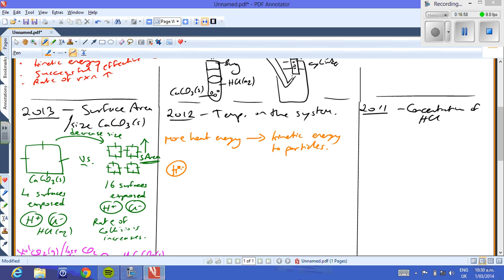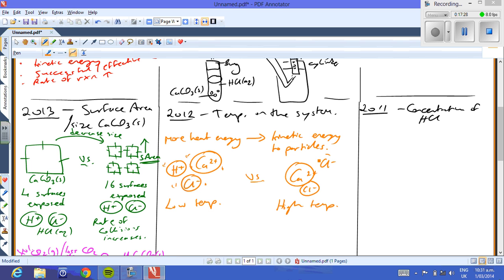So it's the equivalent of looking at hydrogen chloride trying to collide with calcium ions at a low temperature. At a low temperature, they have very low kinetic energy. They're colliding with each other, but not with much force, and therefore the collisions are not very effective. Versus a situation where you subject them to a higher temperature, and then the particles are colliding together with far more force. So that's represented like that, really aggressive, good collisions, and therefore you have more effective collisions.